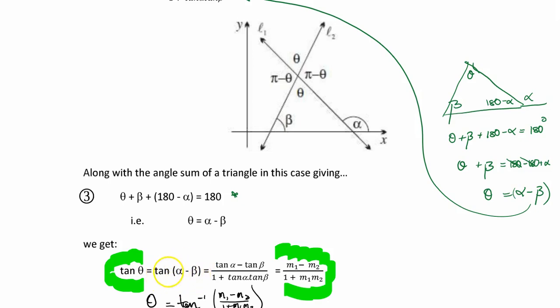Then by definition of these compound angles, the tan of one angle minus another is tan of alpha minus tan of beta over 1 plus tan alpha tan beta. However, from this diagram, the tan of alpha is the gradient of line 1. Tan of beta is the gradient of line 2, and 1 plus the product of the gradients. And like I've said, to find theta, you take the tan inverse of this calculation. I think that's very sweet.